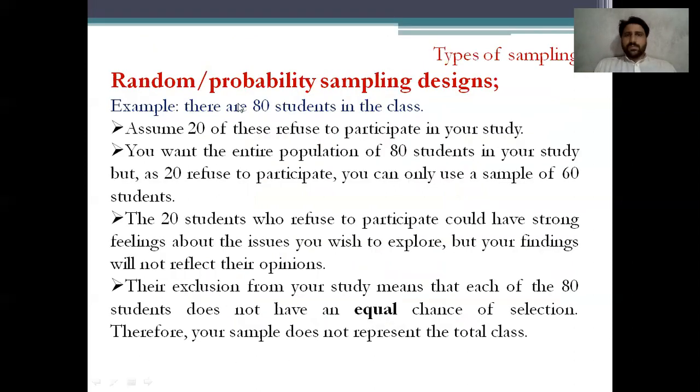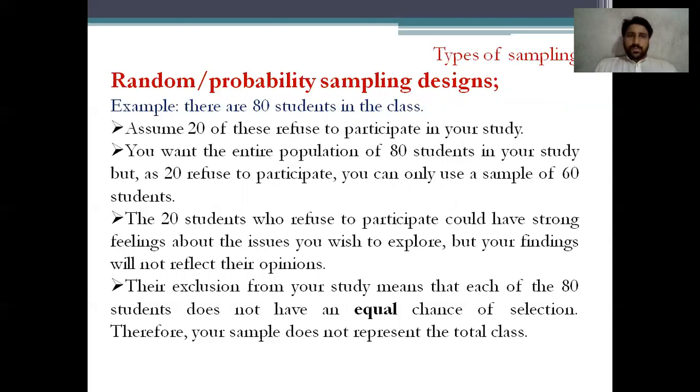For example, there are 80 students in the class. Assume 20 of them refuse to participate in your study. You want the entire population of 80 students in your study, but as 20 refuse to participate, you can only use 60 students. The 20 students who refuse to participate could have strong feelings about the issues you wish to explore. But the problem is, if they are not included in the study, then their perception and their input will not be reflected in the findings, and it might have been a very significant input for the study.